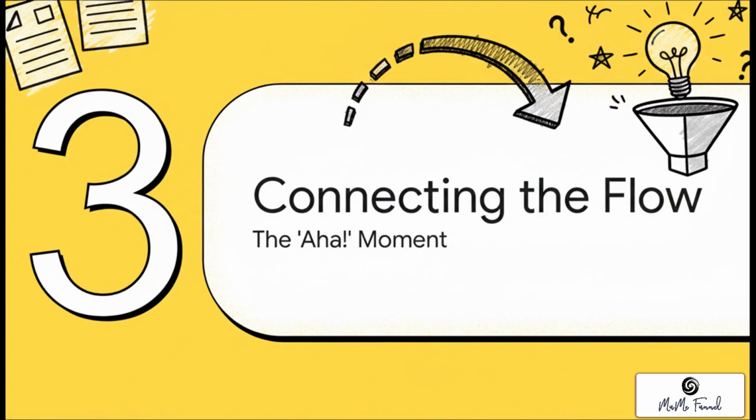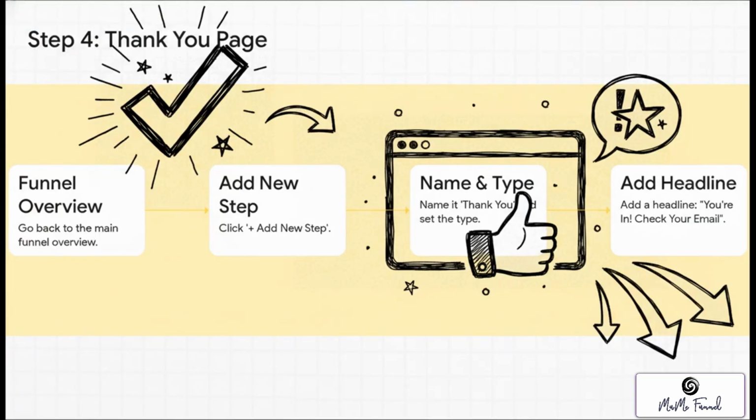Done. Okay, so right now, a funnel is just 2 disconnected pages. It doesn't actually do anything. Yet. This next step, this is the aha moment. This is where we stop building pages and start building an automated journey. Step 4, we're hopping back to our funnel overview to add our second and final page, the thank you page. And it has one very simple, very important job: to confirm that the person's action worked and to tell them exactly what to do next. No confusion, just clear, simple instructions.